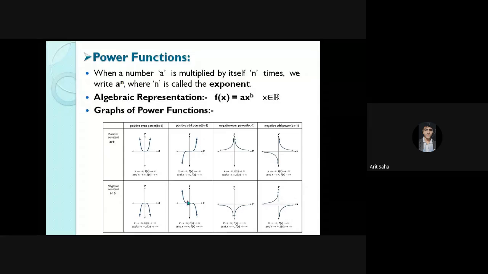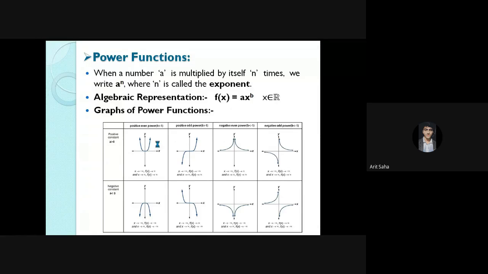In this case, you can see that we are not going to take a equal to 0, because if we take a equal to 0, whatever the input of x is, it will give y equal to 0, always. So it will not create any graph but create the x axis. So we are not going to take a equal to 0.